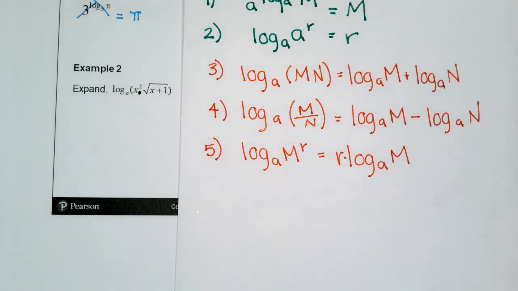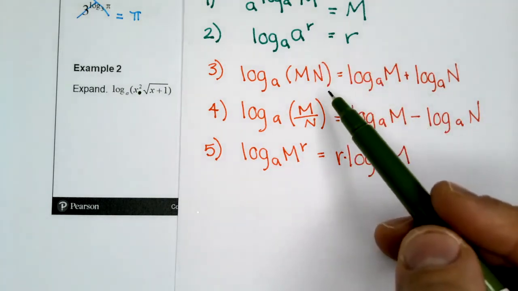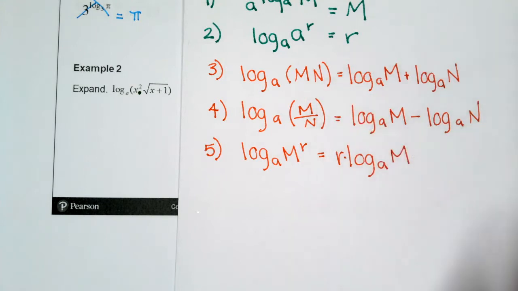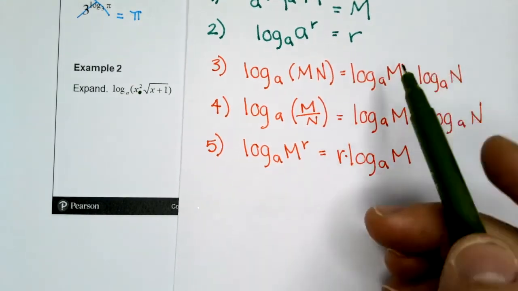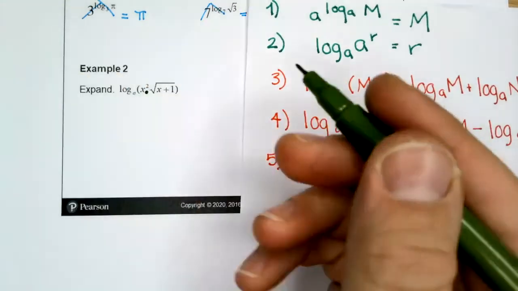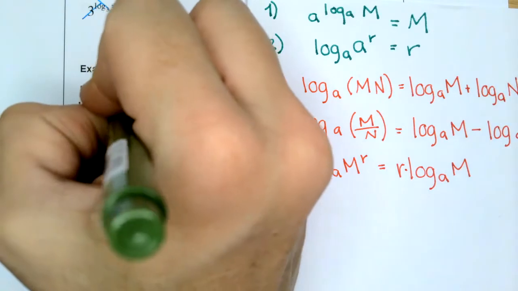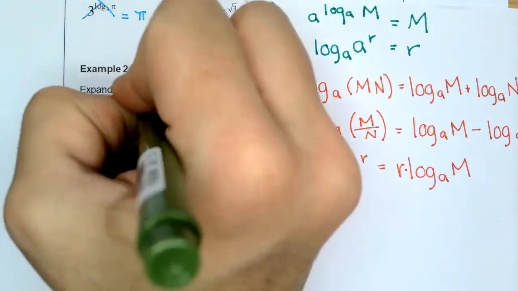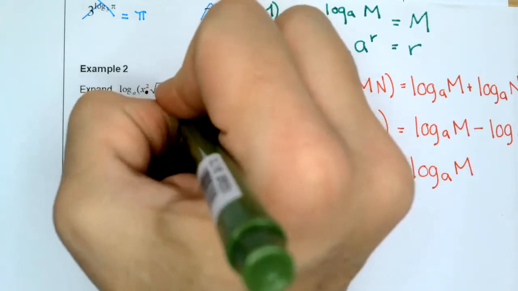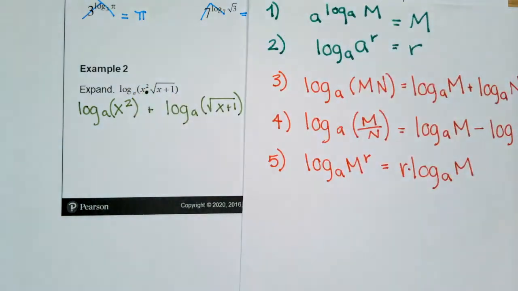Okay. So I'm looking at a single log of things being multiplied together. A log of things being multiplied is number 3. So I can separate them by taking the log of each and writing it as a sum, right? Log base a of m times n equals log base a of m plus log base a of n. So I would have log base a of x squared plus log base a of the square root of x plus 1. Good?